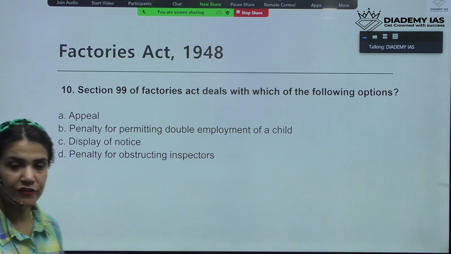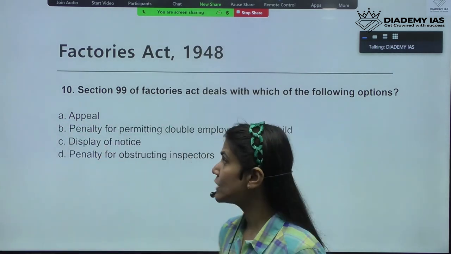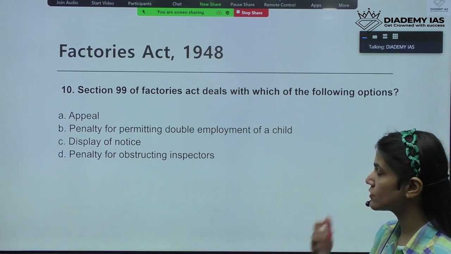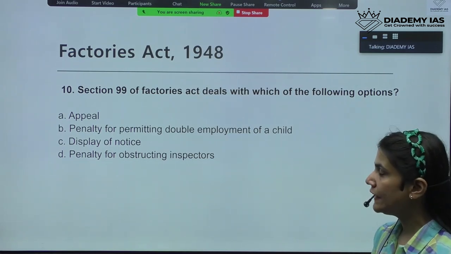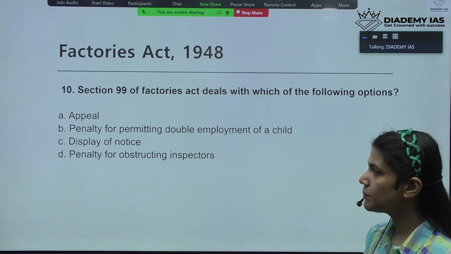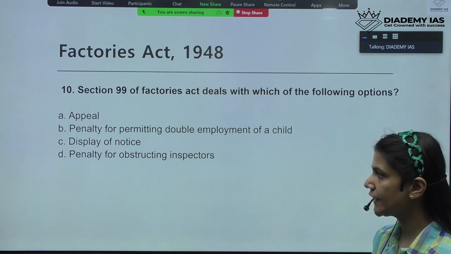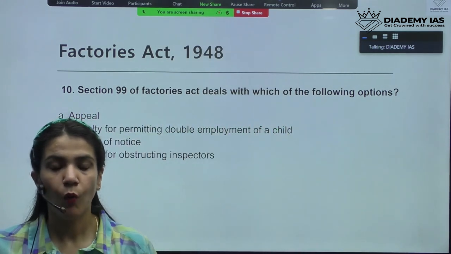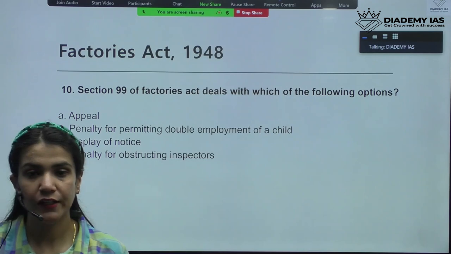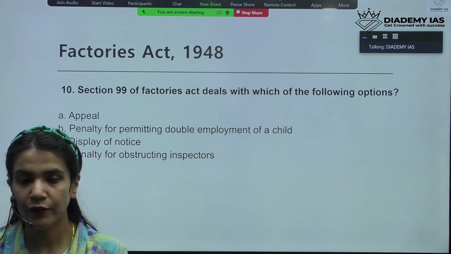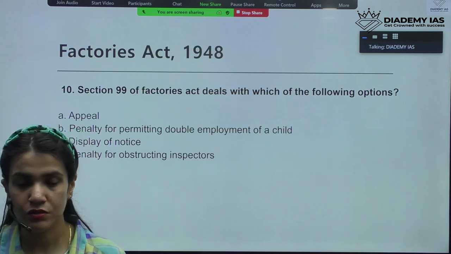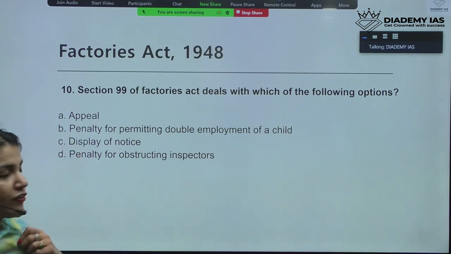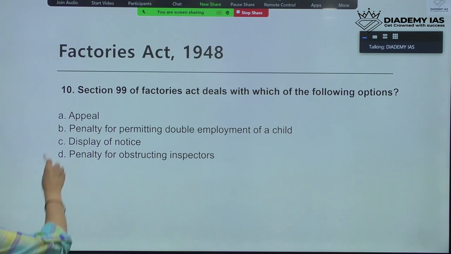Now the last question for Factories Act that I have included: section 99 of Factories Act deals with which of the following options: A, appeal; penalty for permitting double employment of a child; display of notice; penalty for obstructing inspectors. We did that also, if you remember, when we were doing the clauses related to having an adolescent working in a factory. So under those specific guidelines, we have studied that section 99 of Factories Act talks about penalty for permitting double employment of a child.